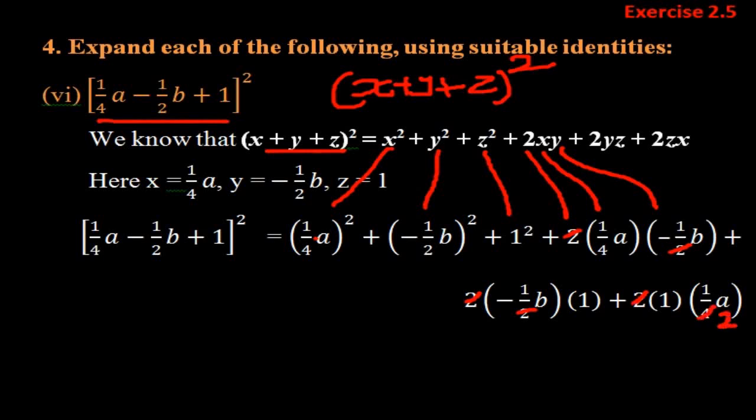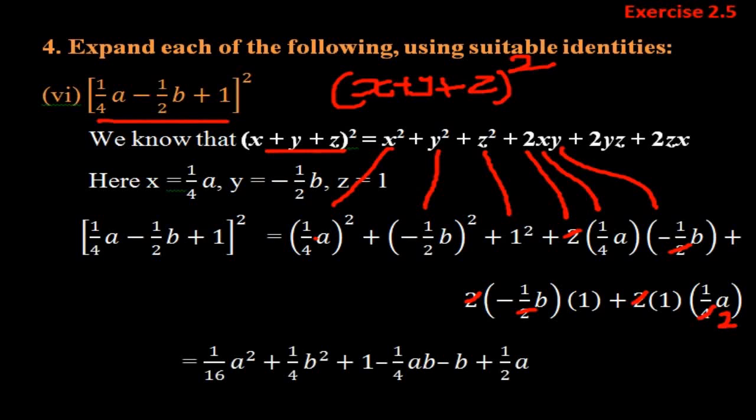Now what is remaining in this term? It's minus 1/4a ab. In this term it's minus 1b. Here it is 1/2a. So this will be our next step, squaring it, and we are adding the remaining terms.